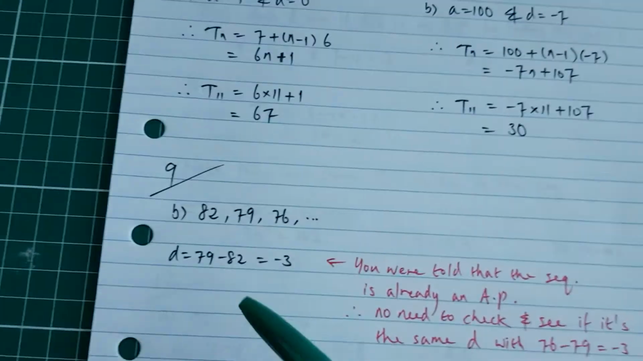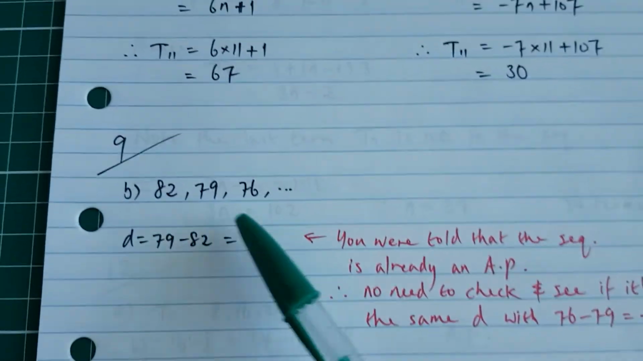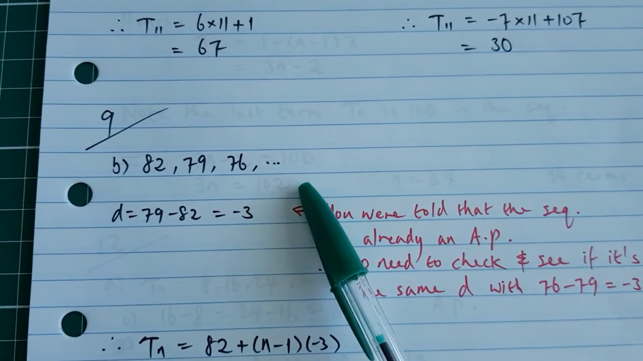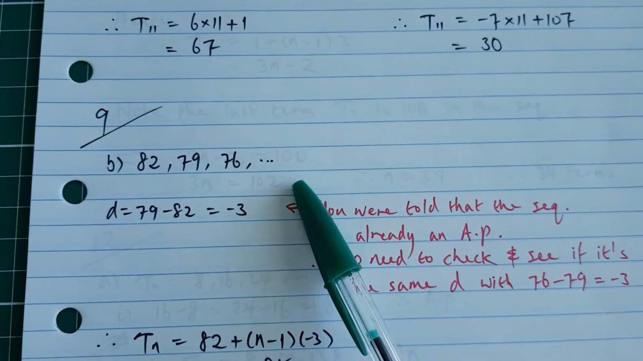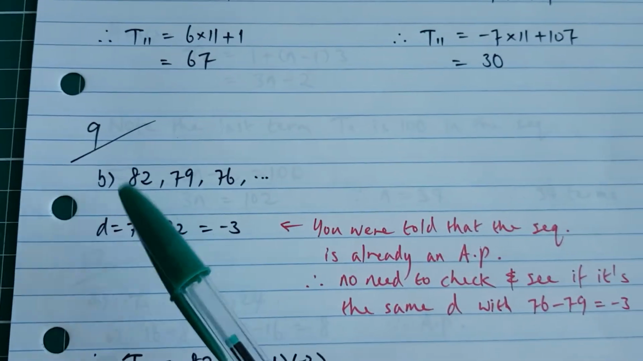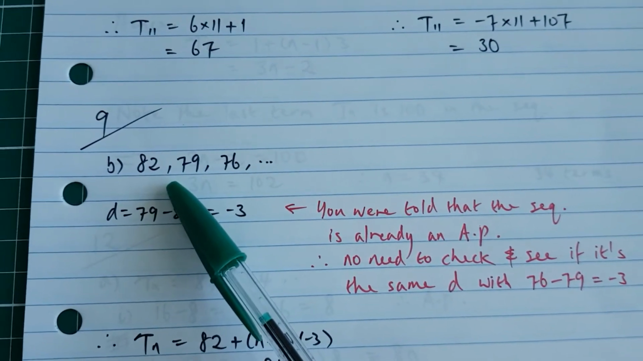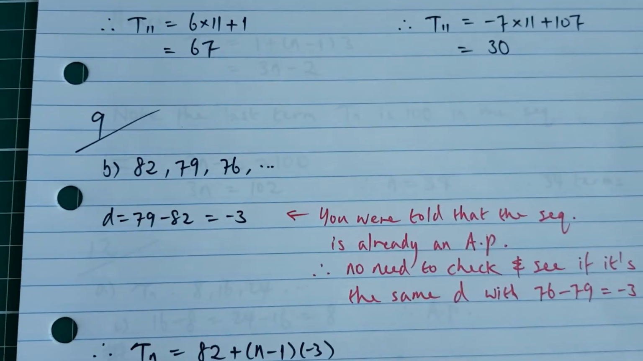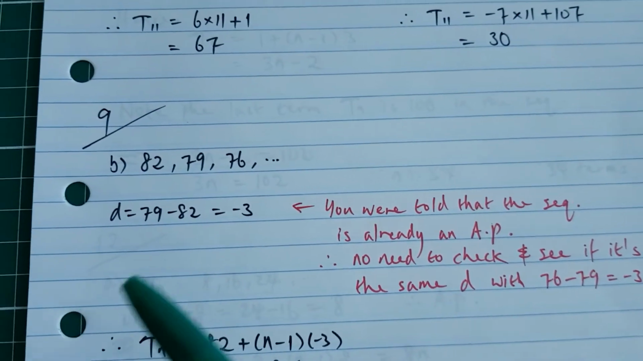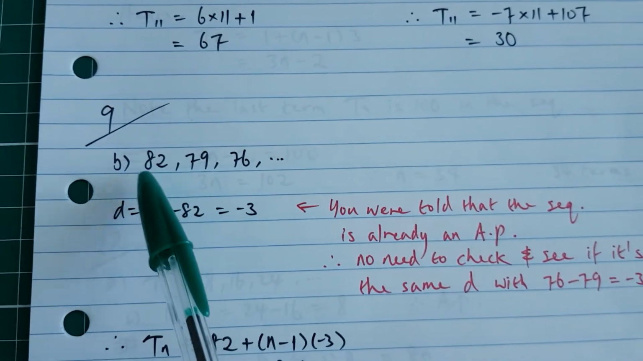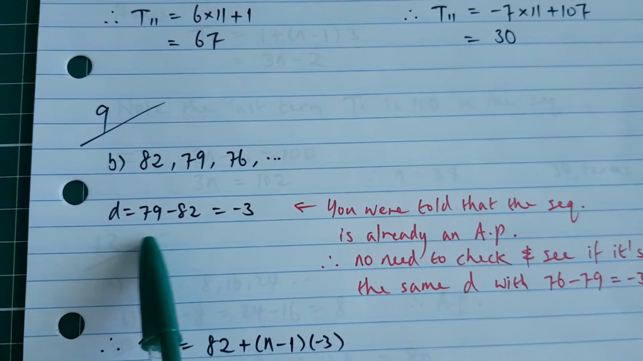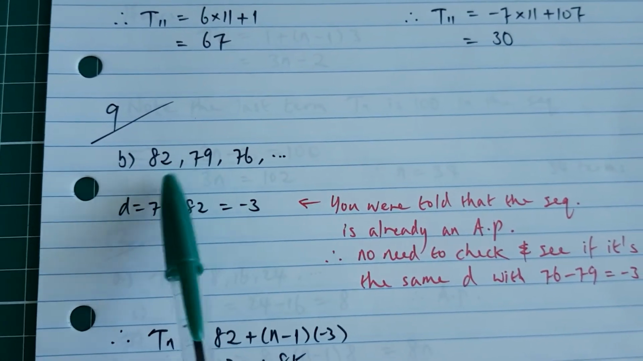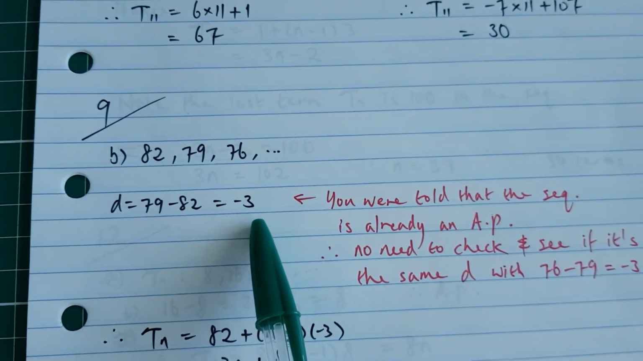All right, question 9. Now, notice with this question, you weren't told whether this is an AP. Actually, no, sorry, my bad. With this question, you were actually told that this is an AP. But it's always good habit to check whether that is indeed an AP by checking the common difference. But in this case, you were told that it's an AP, so you just got to check the difference between the first two, which is -3.